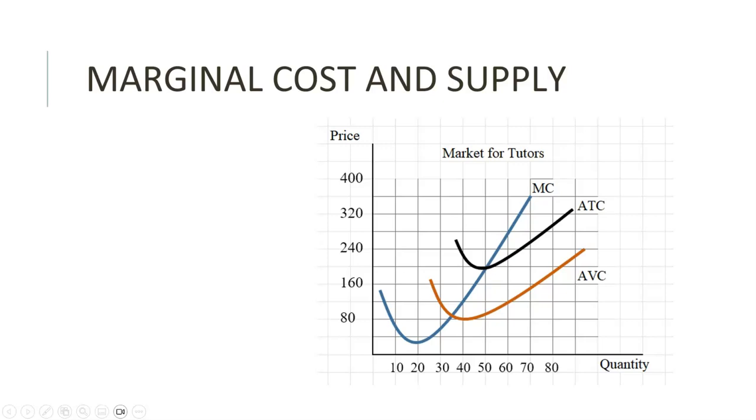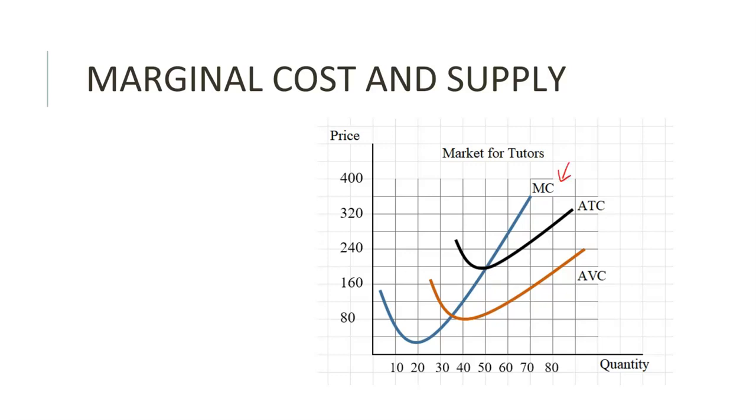Okay, so let's look at how marginal cost is actually related to our supply curve. So most of your cost curve graphs are going to look more like this. They're just going to have 3 curves, so they're not going to have all 4. We're going to have marginal cost, average total cost, and average variable cost. And we're going to have these three because we need them to make decisions.